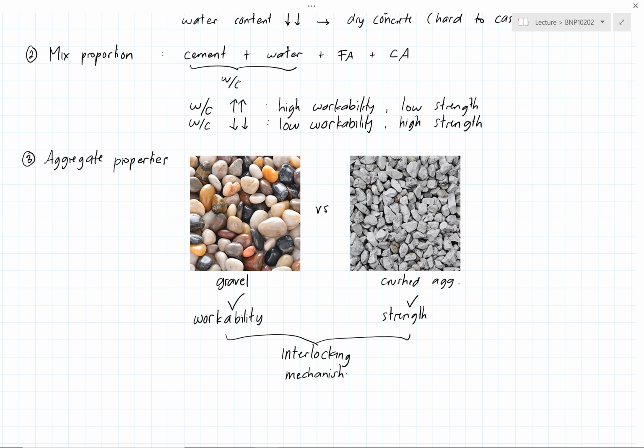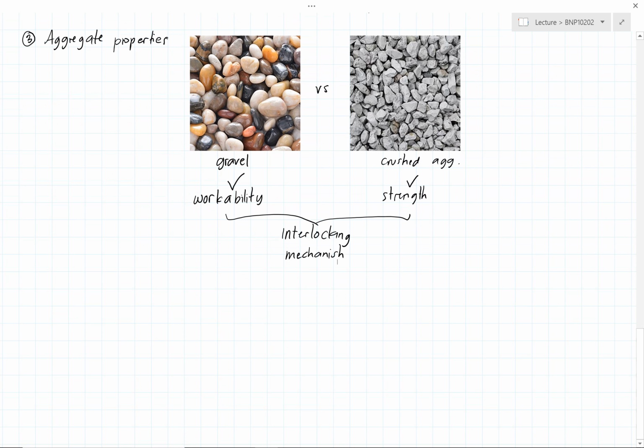If you are using gravel in your concrete, the smooth and round surface of gravel makes it easier to move around during the mixing of the concrete. While if you are using crushed aggregate, the sharp and irregular particles make it harder to move around because the aggregate particles tend to interlock with each other. So it cannot easily move around during mixing. That's why the workability of gravel is higher, but because of the interlocking also, the strength of the crushed aggregate will be better.